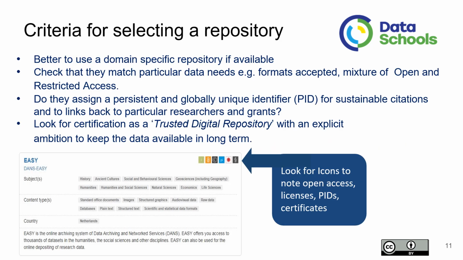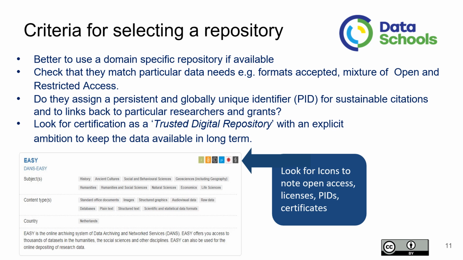There are a number of criteria one should consider when selecting a repository. These are: use a domain-specific repository if available. Check that it matches your particular data needs. Look at the formats that it accepts. Does it have a mixture of open and restricted access? Does it assign a persistent and globally unique identifier to the data for sustainable citations, and does it link back to particular researchers and grants?